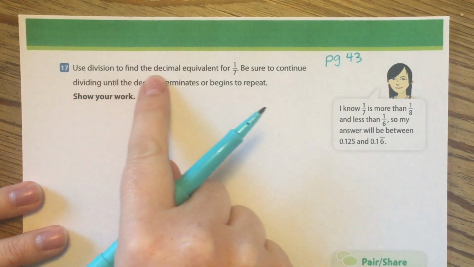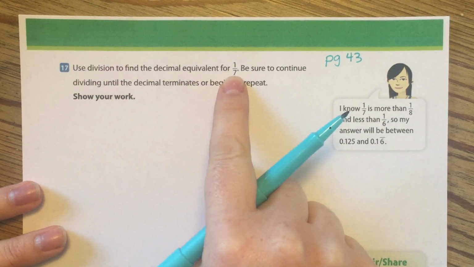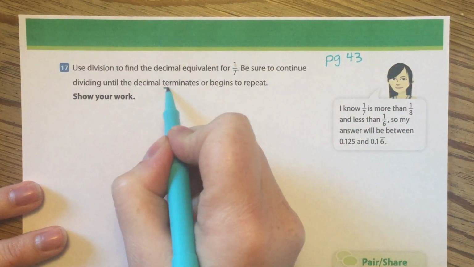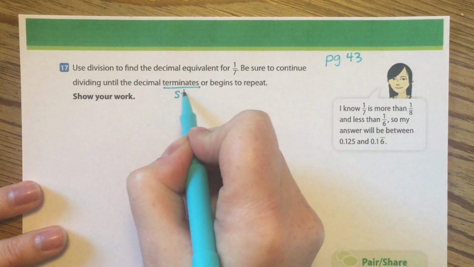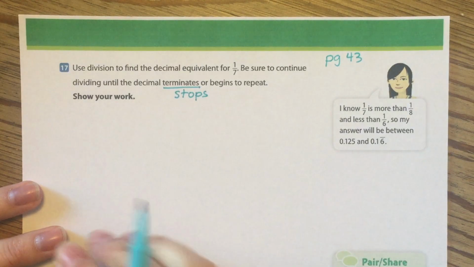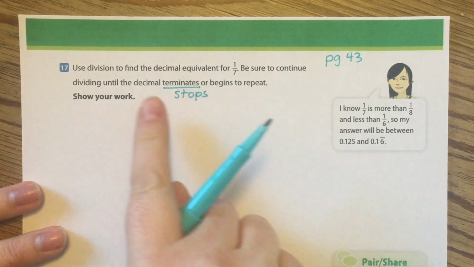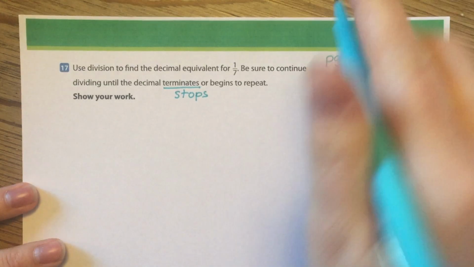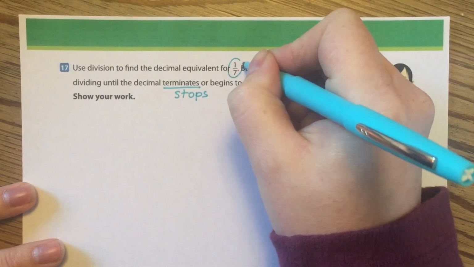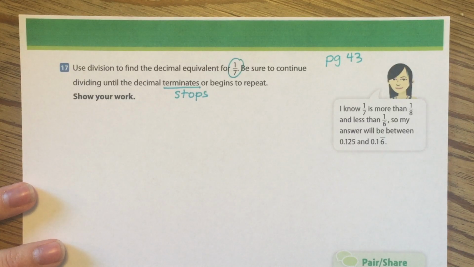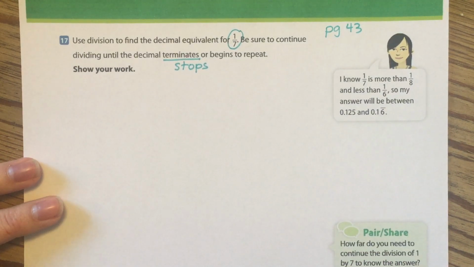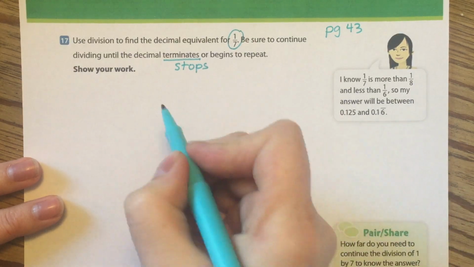So use division to find the decimal equivalent for 1/7. Be sure to continue dividing until the decimal terminates. That means until it stops. We're going to continue with our long division process until the decimal stops or it begins to repeat. Now 1/7 is one of those crazy fractions where it does repeat, but you're going to have to be really persistent with your long division process and keep going because it's going to take a while.